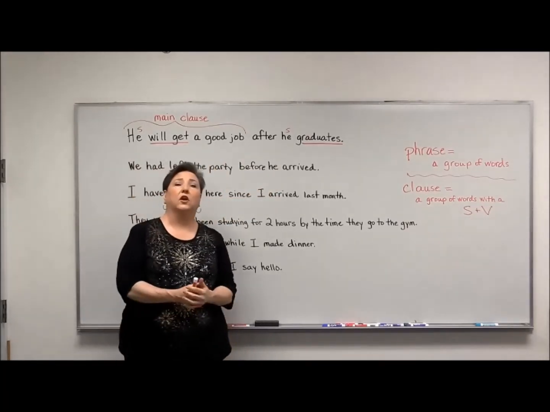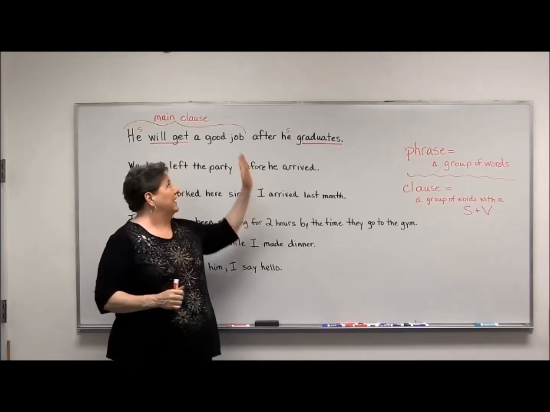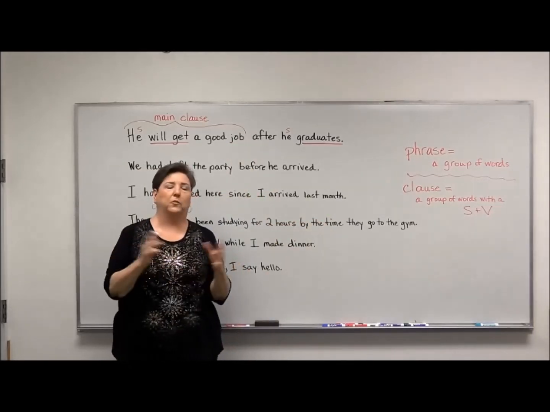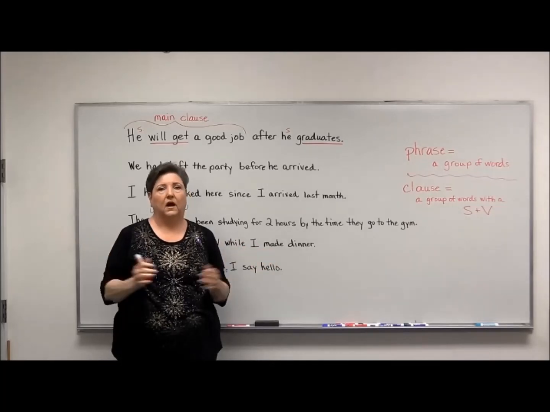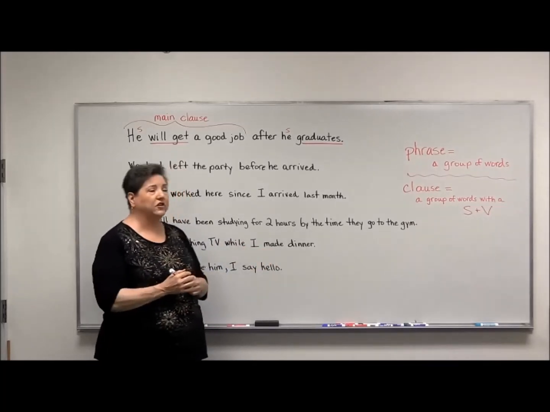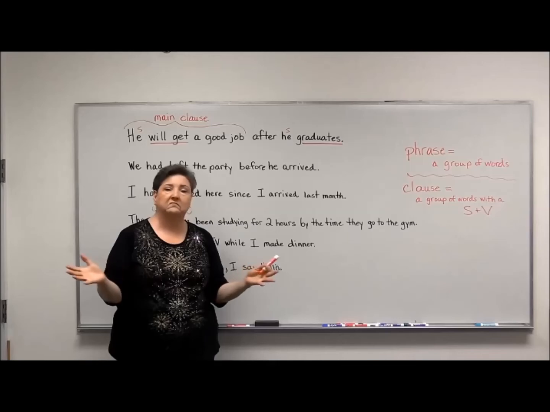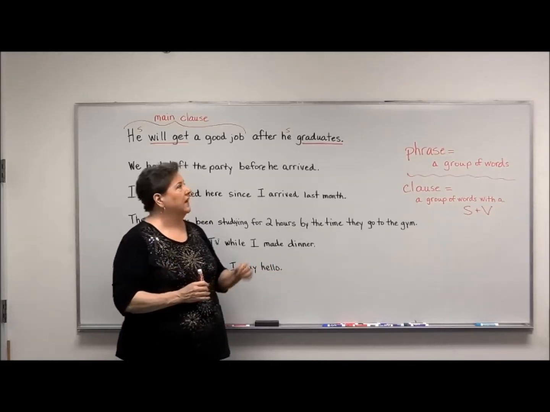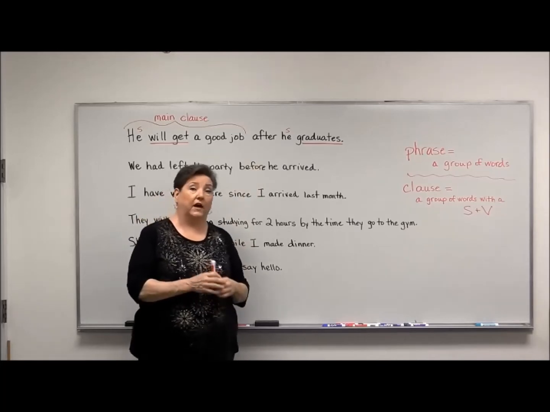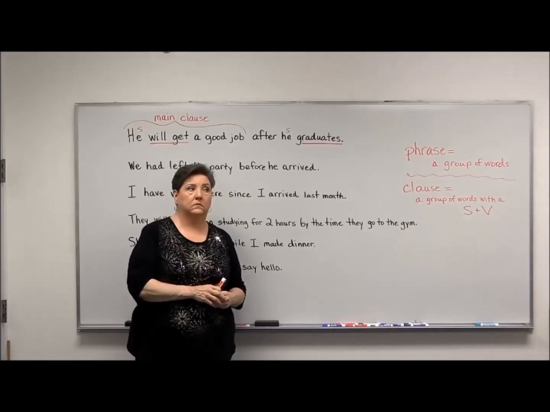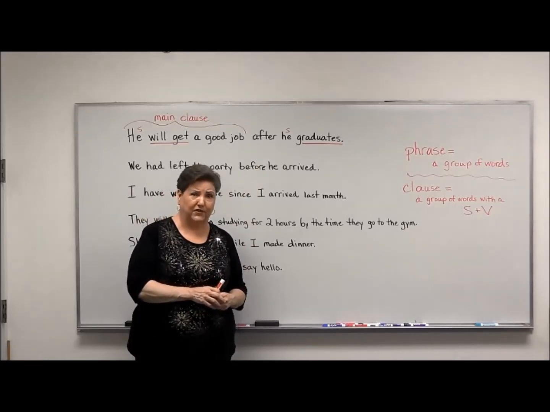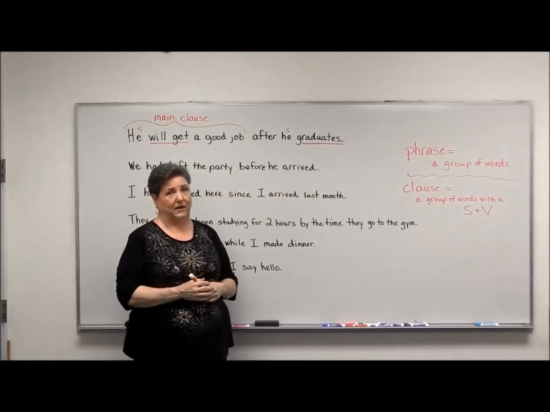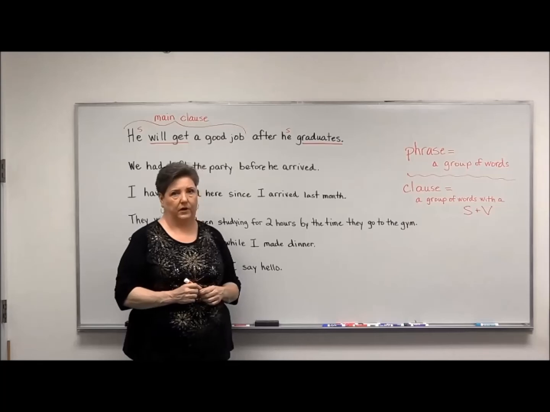We call it the main clause because if we left off the other part, that part of the sentence will make complete sense. I can say, he will get a good job. And that makes sense. It's a good sentence. But if I say, after he graduates, can I say that alone? No. It needs this part of the sentence for its meaning. So it's the other clause, we call it.